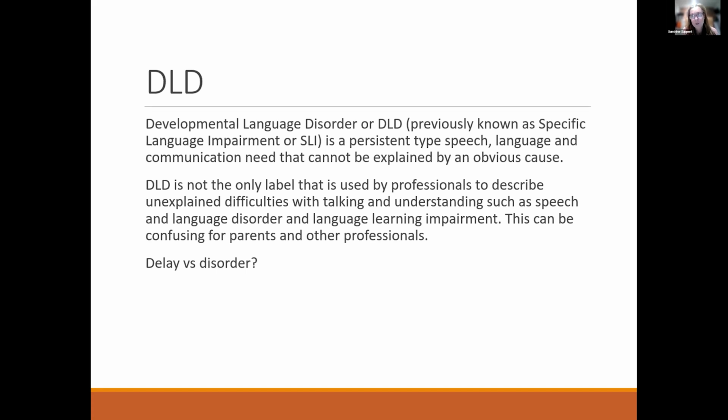Now, that's not my term, so don't shoot the messenger, because it's not a nice term, is it? Disorder. You don't want to feel that your child's disordered. All it means is they're not following a typical pattern of development. And again, we'll come back to that. So delay would be typical pattern, but later. Disorder is an atypical pattern.